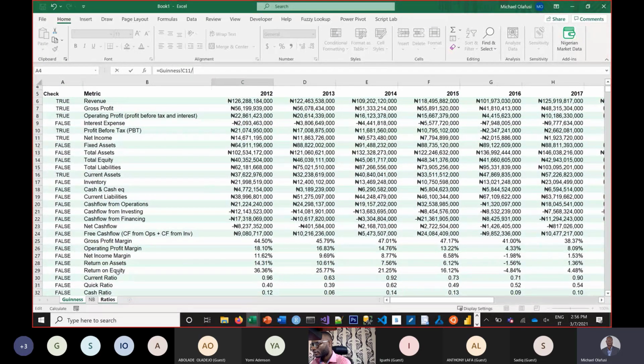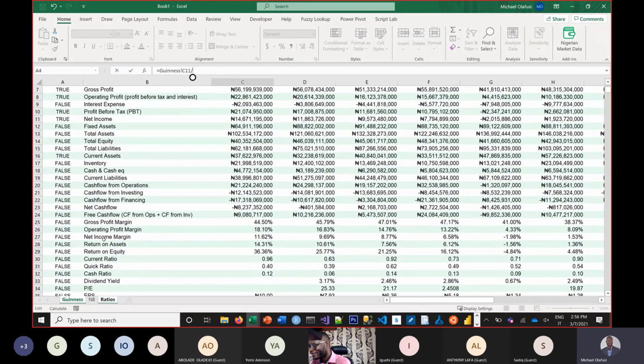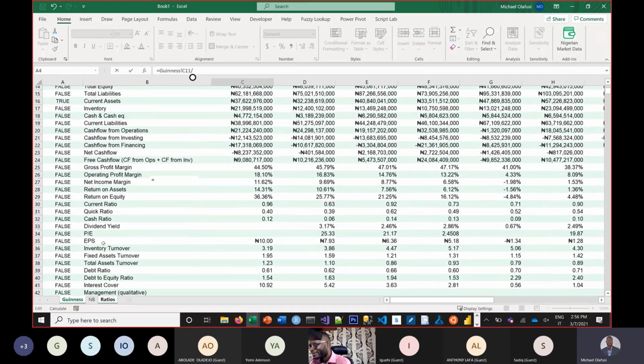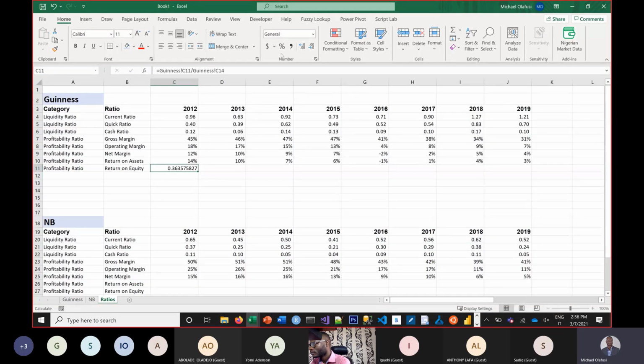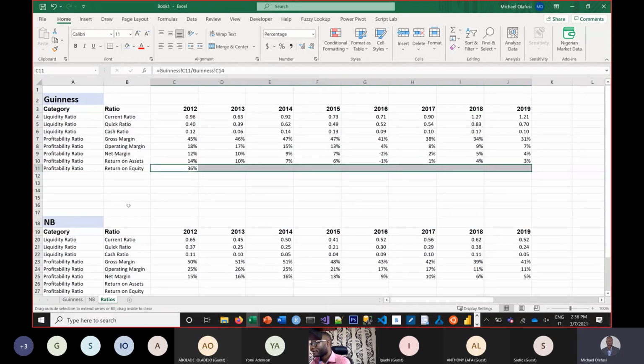Net income over equity, looking for that line. Wow, why am I not finding equity? Let me start. Fixed asset, total asset. Okay, total equity, I've seen it. Okay, and then again, we can be able to compare.